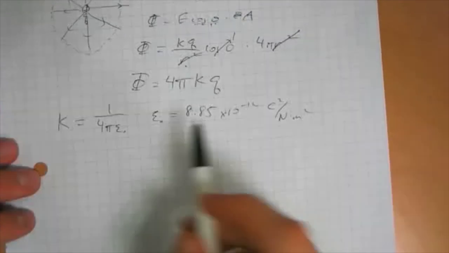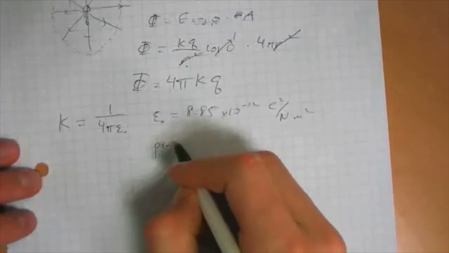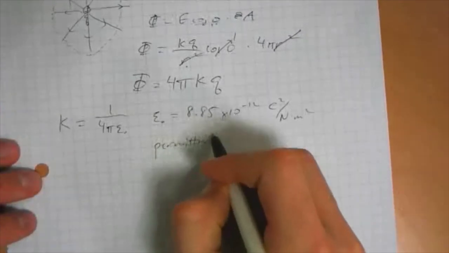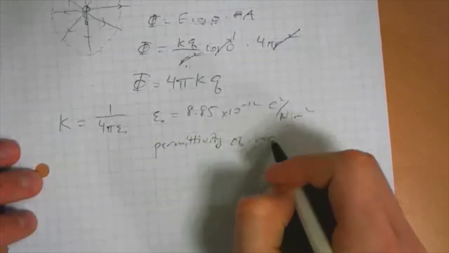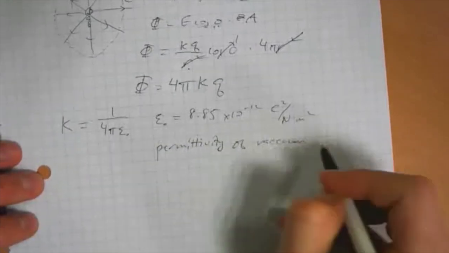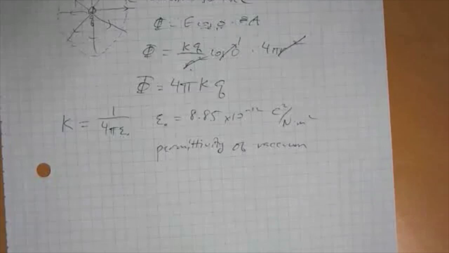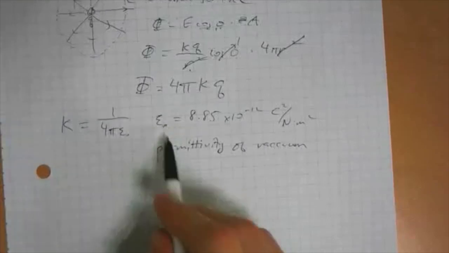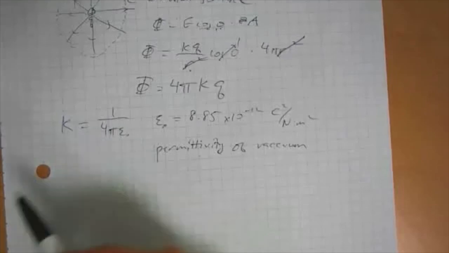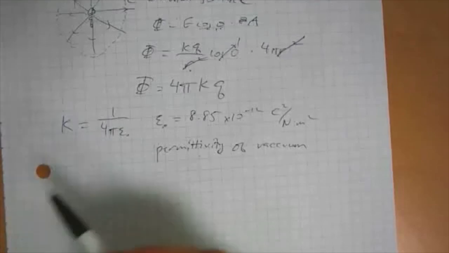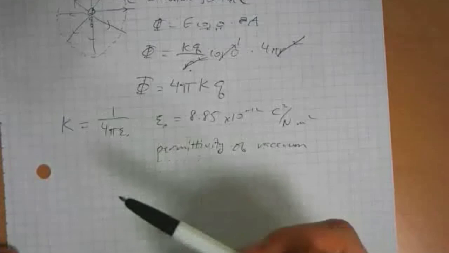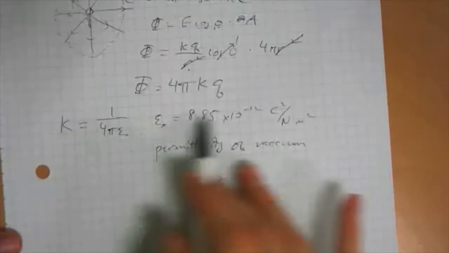And epsilon naught is called the permittivity of a vacuum, or sometimes the permittivity of free space. It is a physical constant that has to do with how well or how much electric fields are able to transport through something. There's epsilon naught, which is the vacuum permittivity, and then different materials have different values of epsilon. But that isn't super important right now.